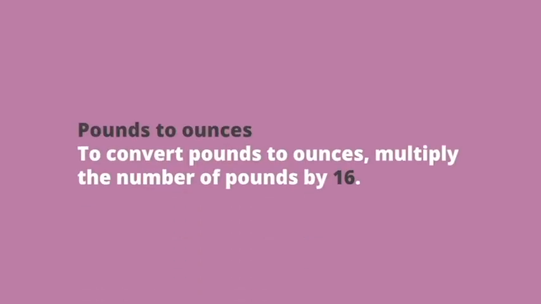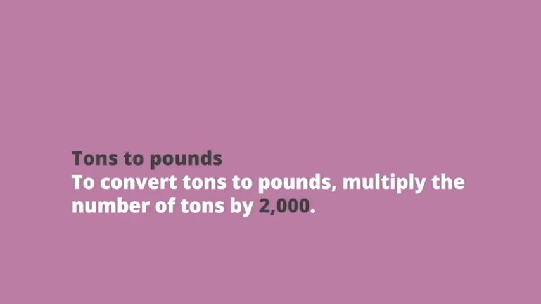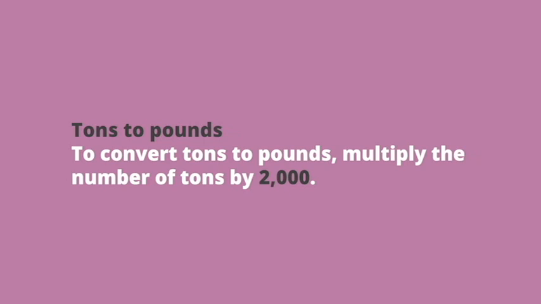Here are quicker ways to do the following conversions from a bigger unit to a smaller unit. Pounds to ounces. To convert pounds to ounces, multiply the number of pounds by 16. Tons to pounds. To convert tons to pounds, multiply the number of tons by 2,000.